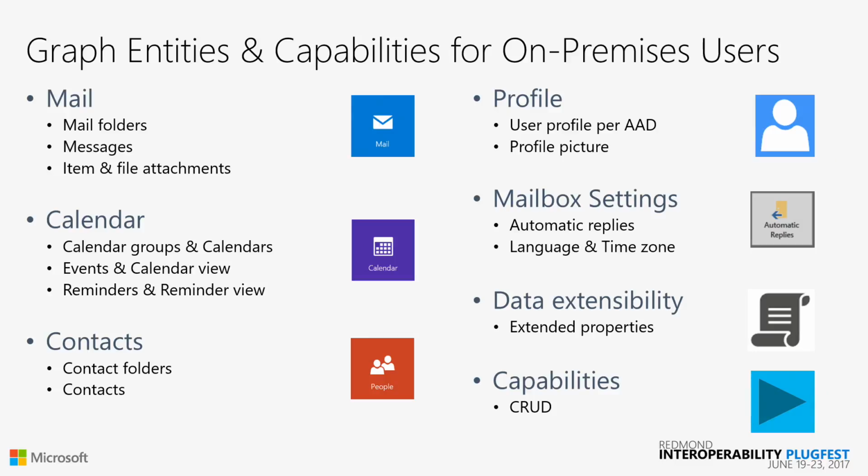So for on-prem users, you can today access mail folders, messages, items, file attachments, and calendar. You can access calendar groups, calendars, events, calendar view, all this kind of stuff that we have. Even the profile picture, mailbox settings, and data extensibility. In data extensibility, you only have extended properties for the on-prem users. And again, you have all the CRUD functionality for these on-prem users as well.